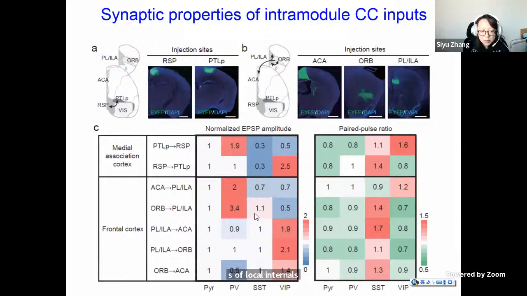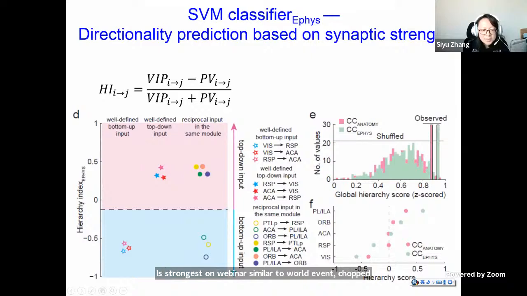Next, we measured synaptic properties of intramodule CC inputs, and we found that in each pair of reciprocal connections, one is strongest on PV neurons, similar to well-defined bottom-up inputs. The other is strongest on VIP neurons, similar to well-defined top-down inputs. Last, we calculated the HIEs based on the synaptic strengths.